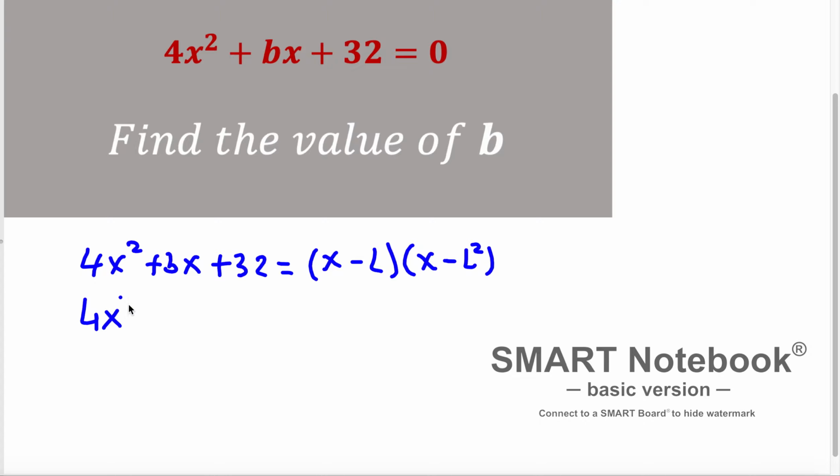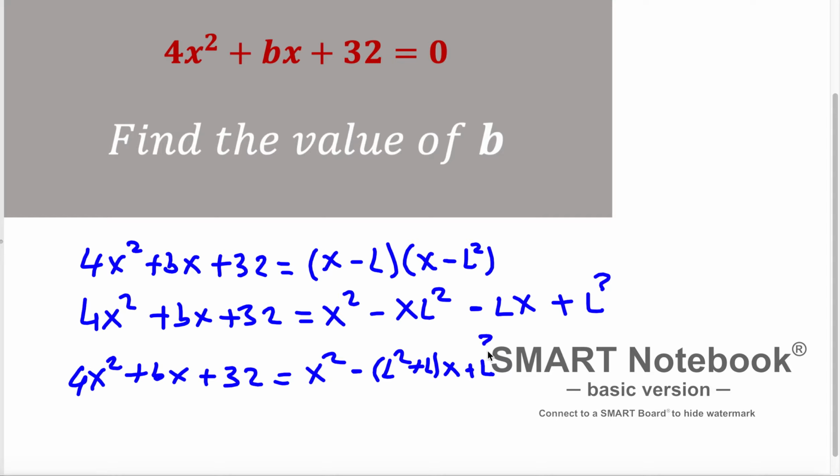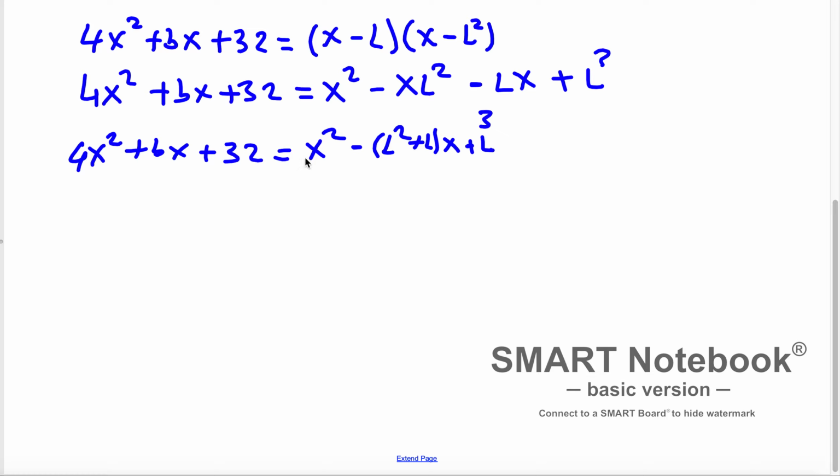And now 4x squared plus bx plus 32 is going to be equal. If I'm distributing here, it's going to be x squared minus x times L squared, and minus Lx plus L cubic. So let me simplify a little bit here. 4x squared plus bx plus 32 is going to be equal to x squared minus (L squared plus L) times x plus L cubic. So here we are.